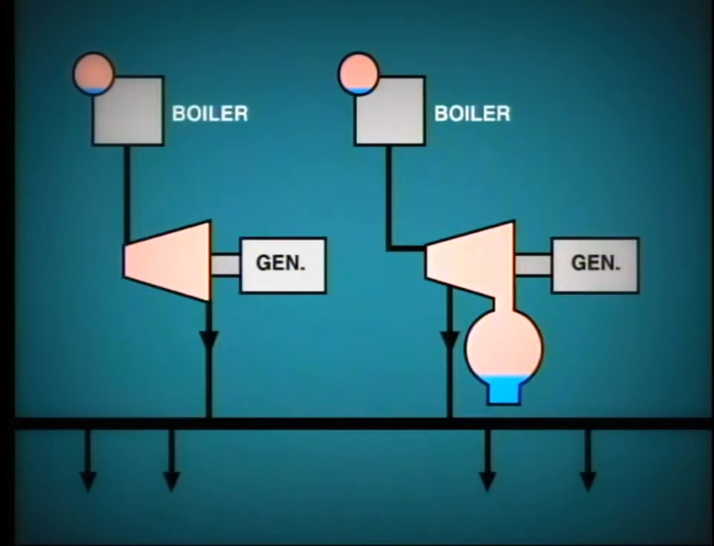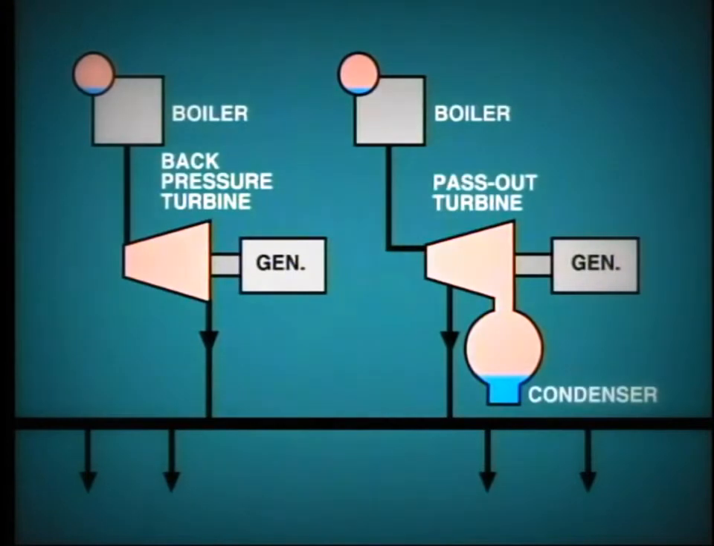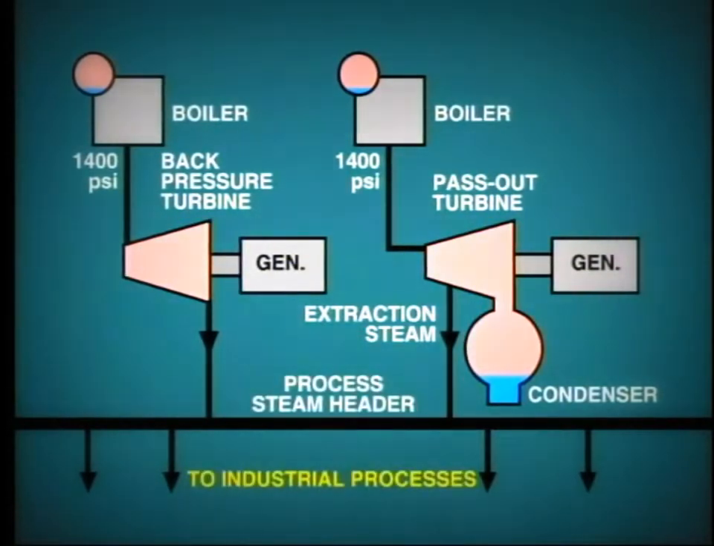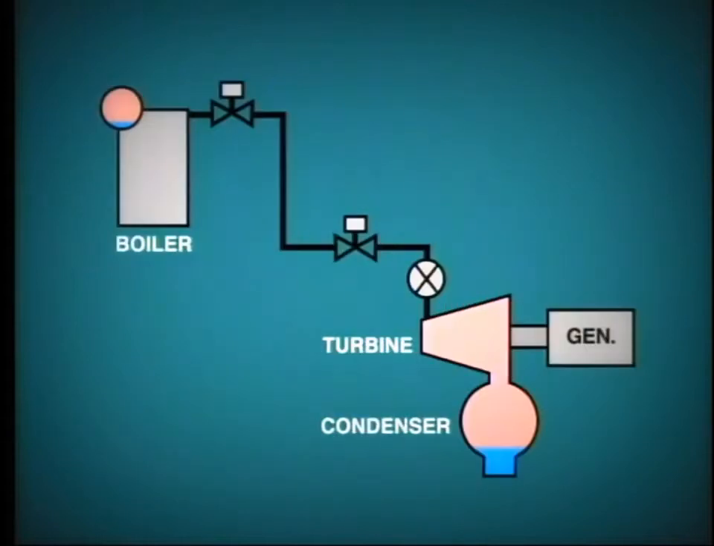Nowadays, it is more likely that an industrial installation will include a back-pressure turbine or pass-out turbine like this. In this case, one single boiler feeds each turbine, and the pressure is likely to be about 1,200 to 1,500 psi. Steam exhausting from the back-pressure unit or extracted from the pass-out unit feeds into the common header, which then supplies the industrial process. Where the plant is devoted to the production of power only, it is normal for each turbine to be supplied from its own individual boiler, so forming an individual boiler-turbine generator unit.